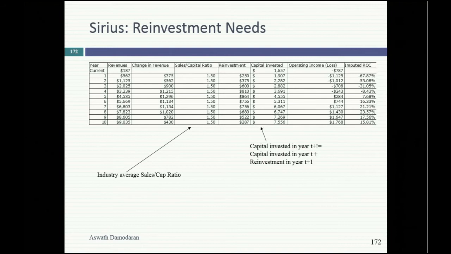I was okay with the 15.81%. The reason I was okay is I looked again at Clear Channel and the other companies in the sector, and the return on capital in the sector was roughly 16%. And I said, you know what, 15.81% is a pretty good return on capital.